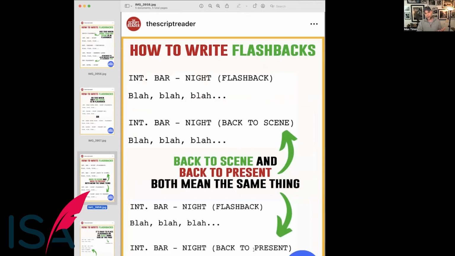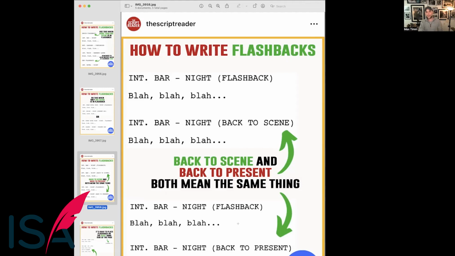I would prefer back to present. Back to scene doesn't really make sense in my head because I'm like, well, I'm in a scene, which scene, you know? So present makes a little bit more sense. Again, if you have a really short moment of a flashback, you can put it in the scene heading. That way you're not taking up a whole bunch of page space and you can just keep it on the same line. That's totally fine.